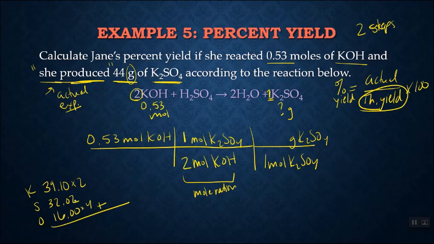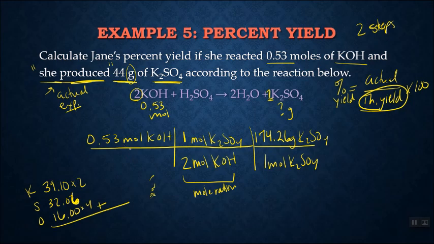Okay, so this is supposed to be a 6. Apparently I didn't write that correctly. So it's 32.06 for sulfur. Once you add it up, it ends up being 174.26. And that would be the molar mass of potassium sulfate.